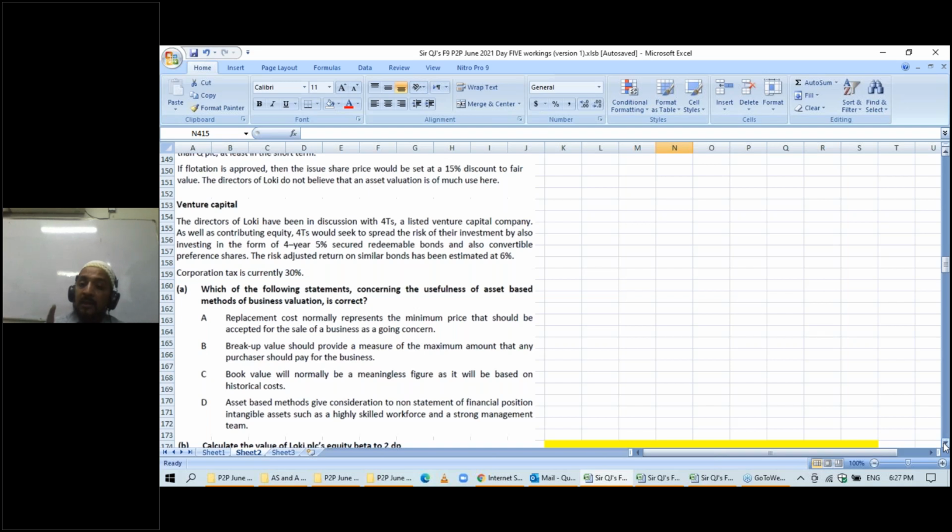But if the company is earning a better income, everyone would sell their assets at a higher price than the net realizable value. Okay, so in that case income methods are used. Next, book value. So A and B are both incorrect. Book value will normally be a meaningless figure as it will be based on historic cost. This is correct. Book value is meaningless. Transactions occur on a fair value basis. So this is the correct one, C.